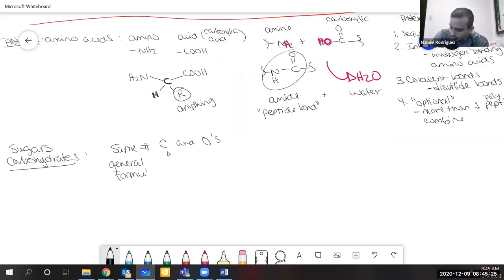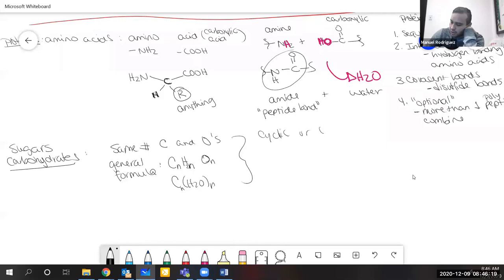Chemists would write it as CnH2nOn. Biology writes CH2O, n times. So in general, basically telling you that you have twice as many hydrogens as you have carbons, yet you have the same number of oxygens as you have carbons. I don't like the biology one because it sort of implies that you have some water molecules, but you really don't.